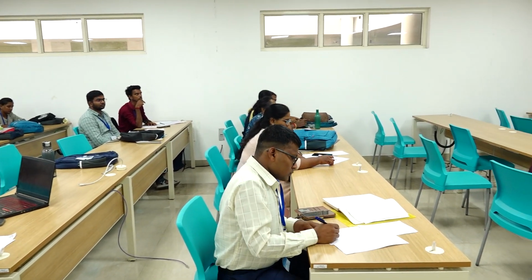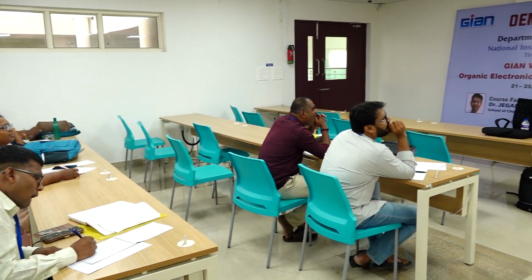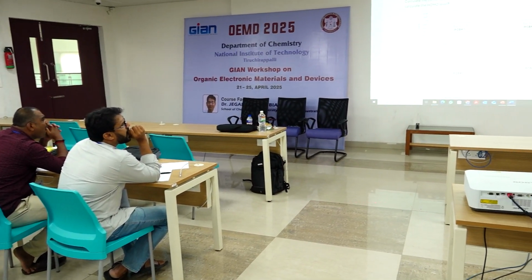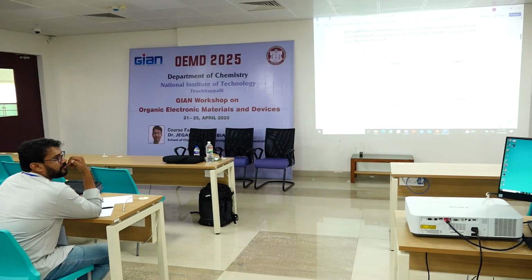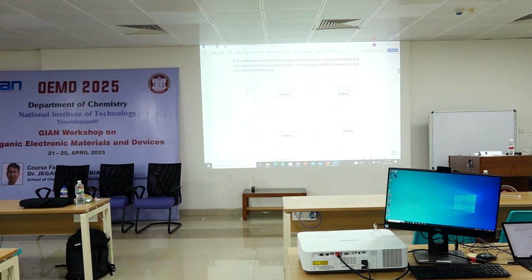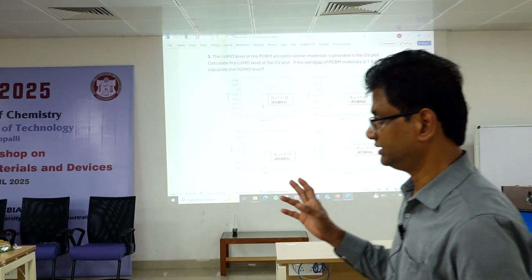Whoever knows multiplication and division can easily do that, since the correct formula is already given. So this is also the same thing. I changed it a little bit. The LUMO level of the PCBM acceptor is given. You don't need to give the onset here, the reduction potential of this one is minus 15. And if the band gap is 1.9, what is the HOMO level? Because these all are reduction potentials. Reduction potential will give you the LUMO level. You have to remember the formula.